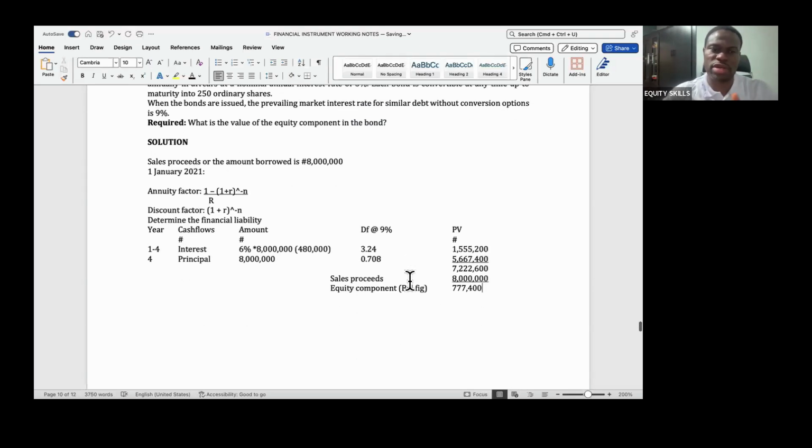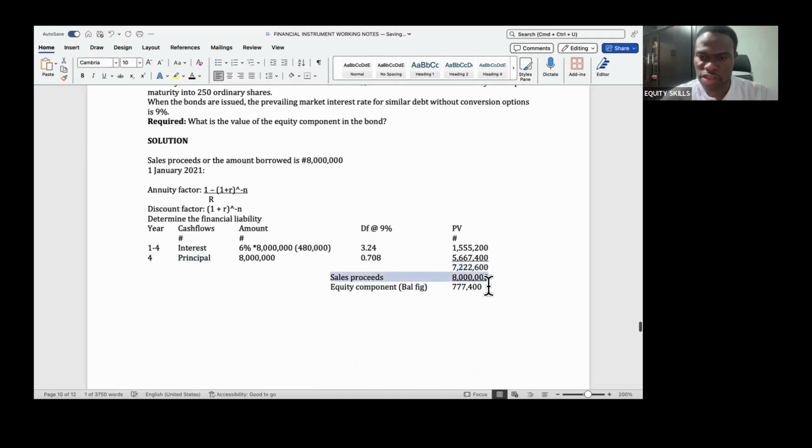And this is how to separate that 8 million. This working is very important. You do the present value of the interest, you do the present value of the principal, you sum them together. That gives you the value of your financial liability. You remove the sales proceeds to get your equity component. Now, this is happening at the beginning of the year.